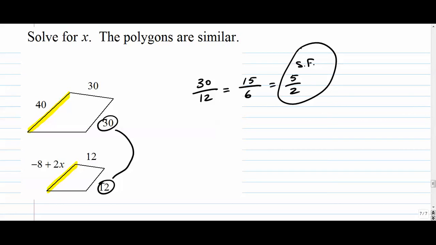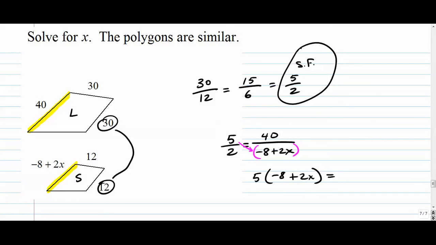Scale factor from large to small. You could also write it 2 over 5, of course. So I'm going to use that now to unlock the x value. So if I'm going large to small, 5 to 2, so I need to start with my 40 and end with my -8 plus 2x. So I put this in parentheses and cross multiply. 5 times (-8 plus 2x) in parentheses is equal to 80.